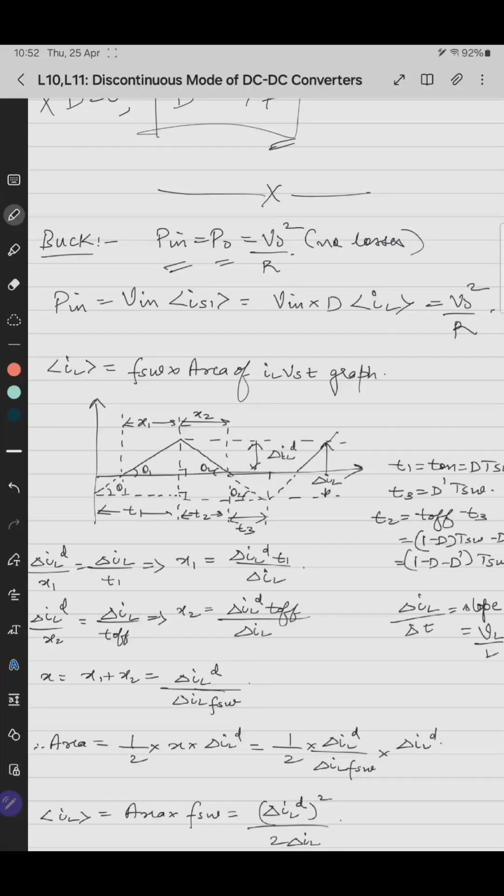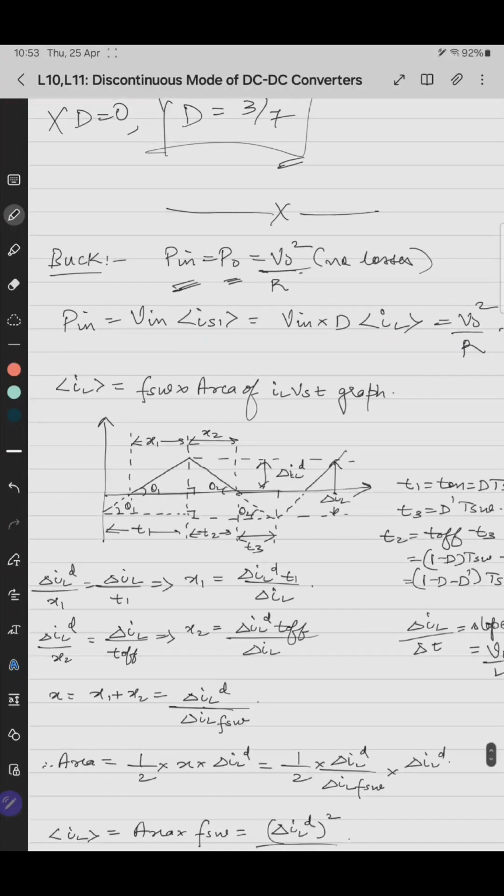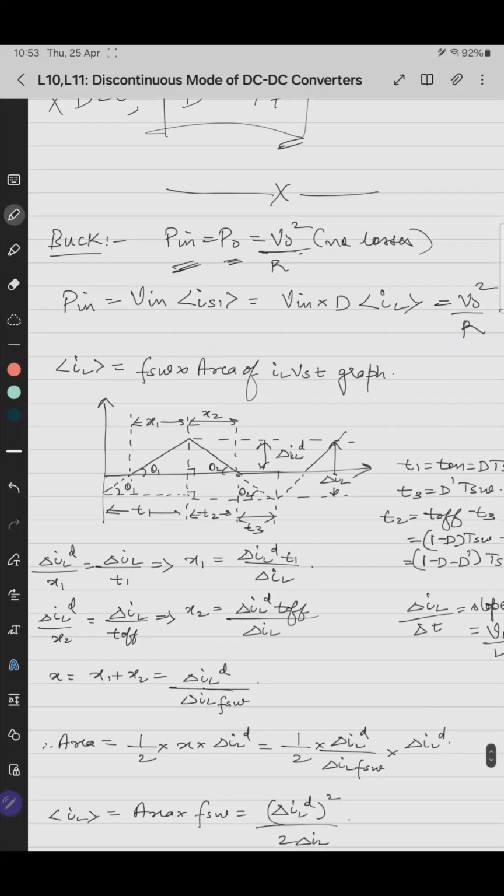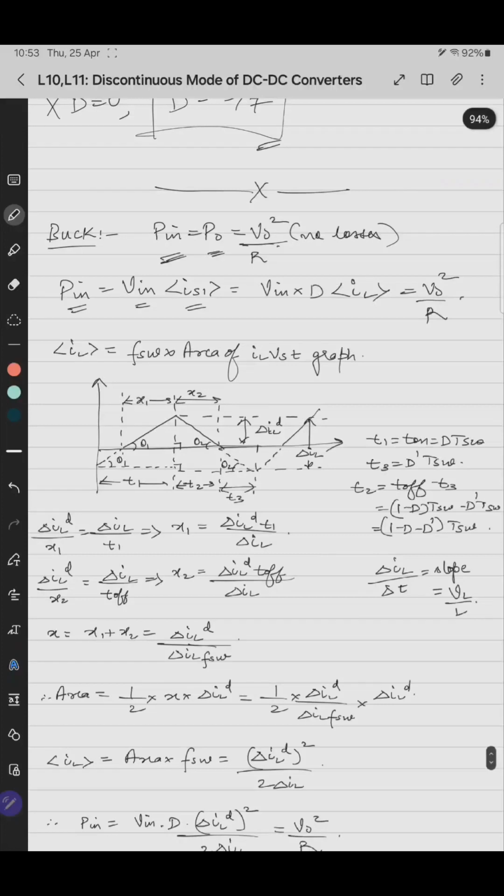The same assumption we'll put here, that P in equals P naught, where P naught is V squared by R, that is the output power. So we have to find the input power. Now what is the input power? P in is V in into the average value of input current. Now in a buck converter, the input current is not equal to the inductor current. Input current is equal to the switch current.